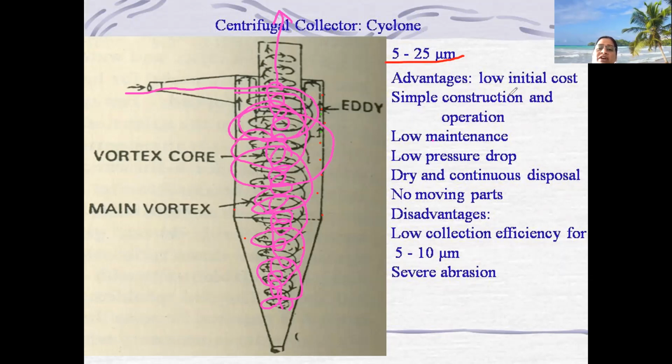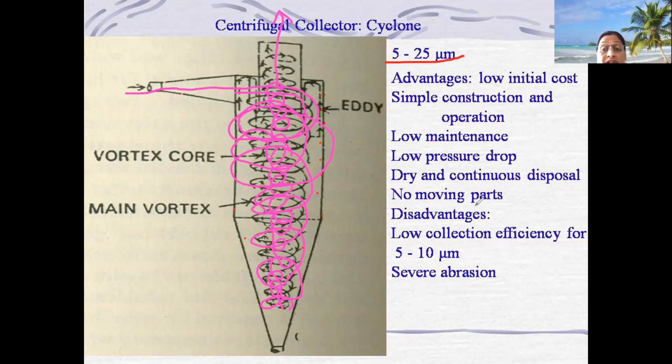Now the advantages: low initial cost, simple construction and operation, almost no maintenance because no moving parts are there, low pressure drop, dry and continuous disposal. And what is the disadvantage? It is applicable only for a limited diameter of particle, that is 5 to 25. Here it is written 10, 20 by mistake. It is applicable only for 5 to 25 micron diameter particles.